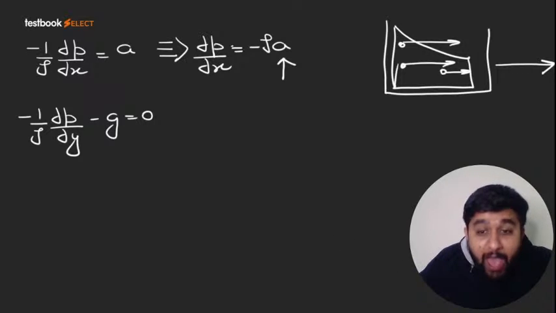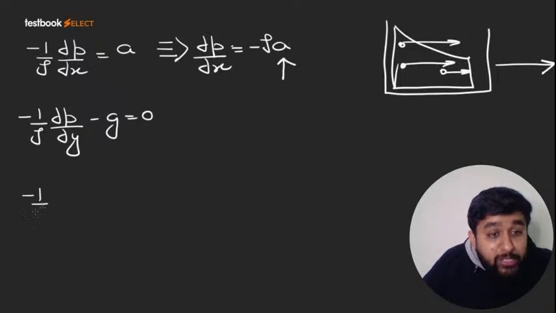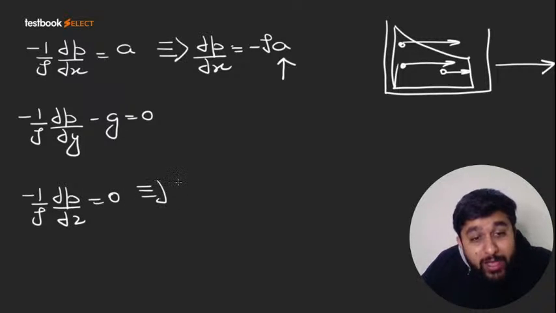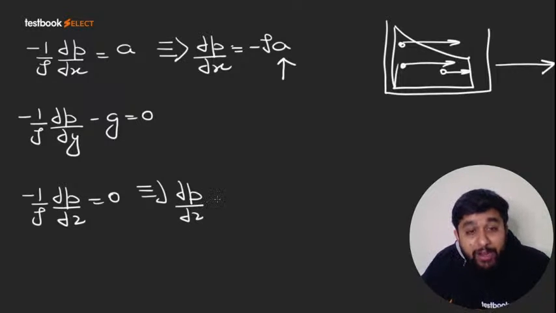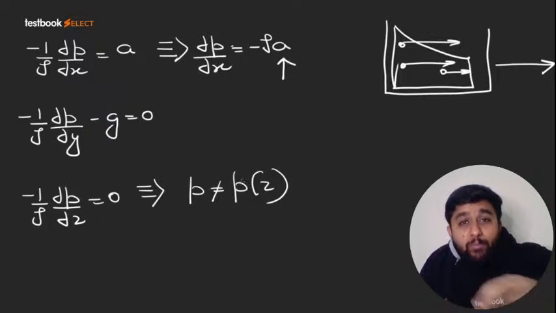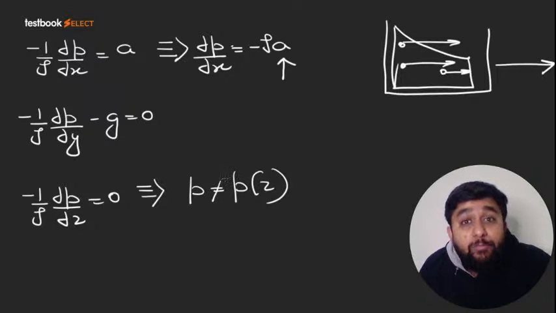Now what you will also have is minus 1 by rho del p by del z is equal to 0. So I think this equation tells you that del p by del z is equal to 0. So if del p by del z is equal to 0, pressure is not a function of z, है ना. Pressure is not a function of z. So this is more like 2D problem. ये तो एक 2D problem है.